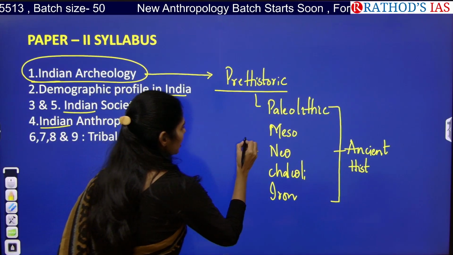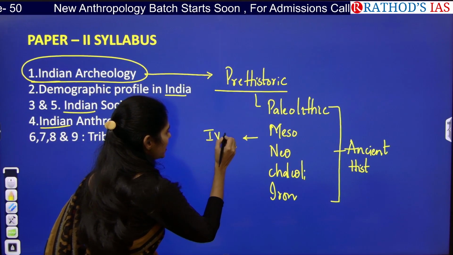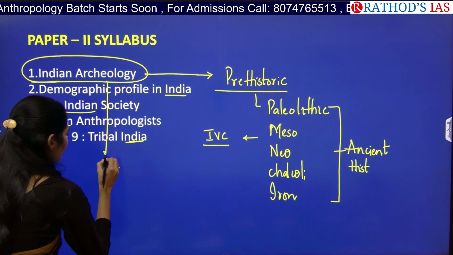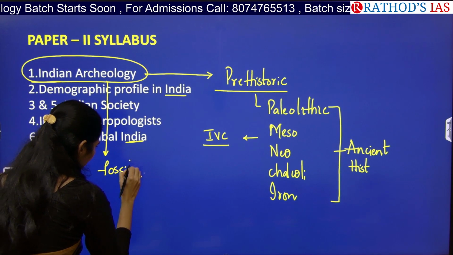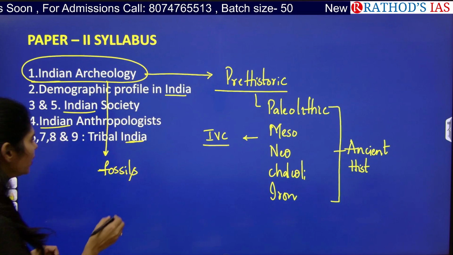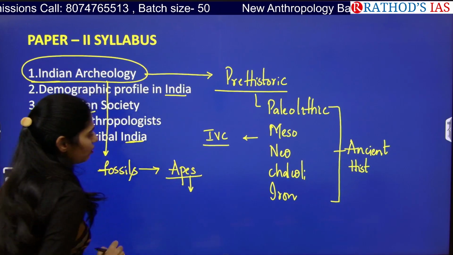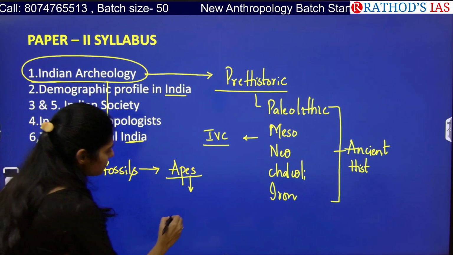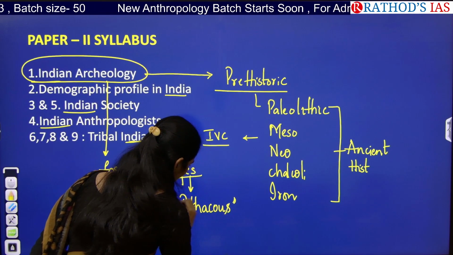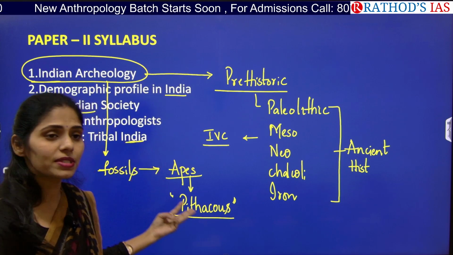After reading these lithic periods or different stages, you will move on to the first civilization, that is the IVC. Then your first chapter is done. Apart from this, in archaeology you have to study fossils, the fossil evidences which we have found in India. Do you know who our ancestors are? Apes. What is the name that we use for apes in anthropology? Pithecanthropus. So here we will be studying three important fossils of apes that were found in India.